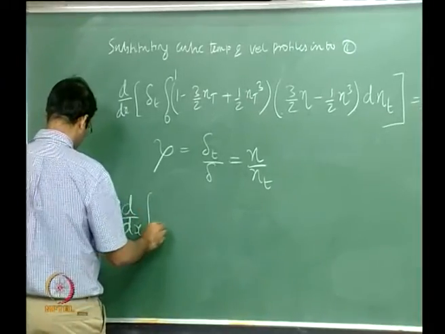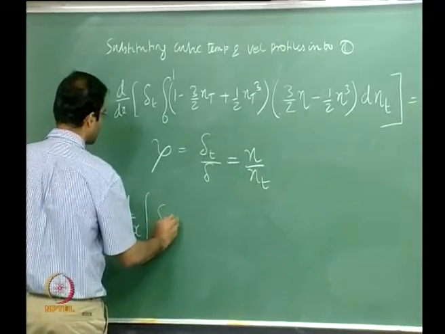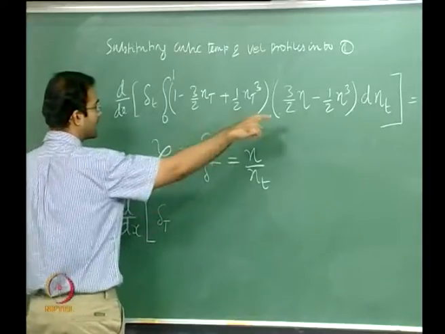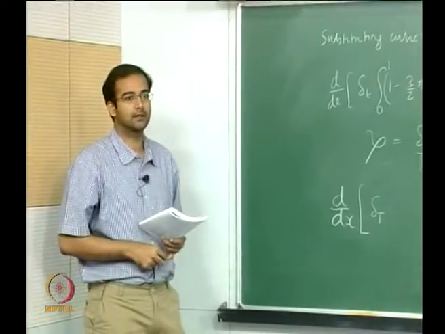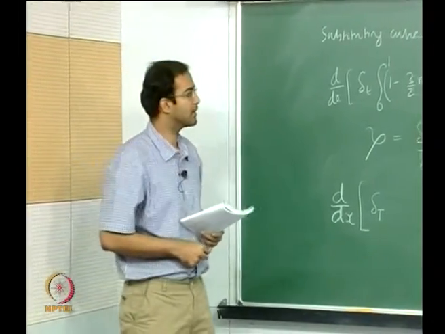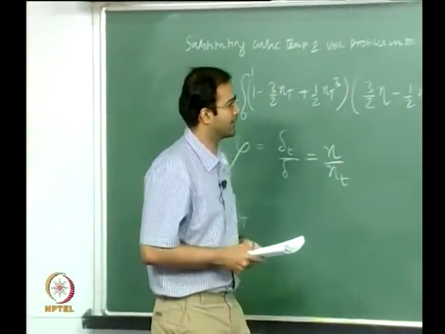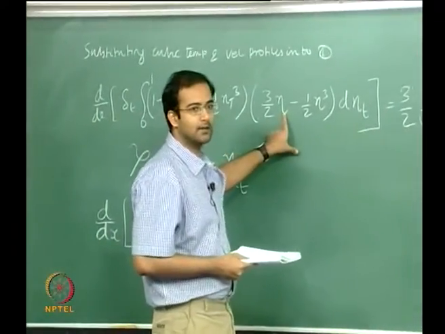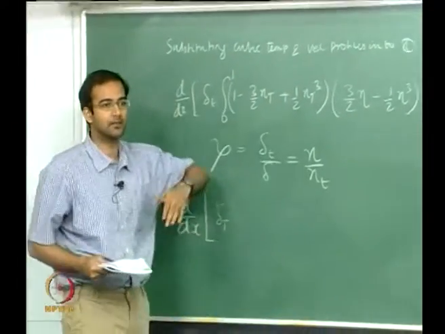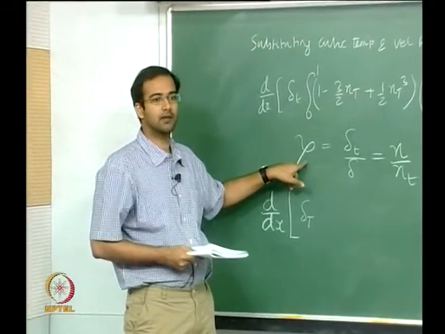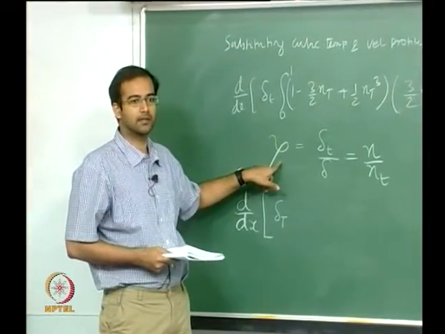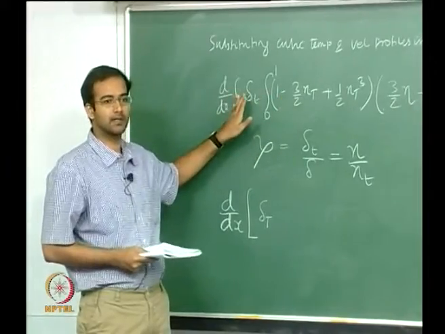So I can write this as delta t, and this zeta can be taken out of the integral because it is fixed at a particular y location. So we need not integrate it now, whereas in this case eta is a function of y, so that has to be integrated across the boundary layer. Now zeta is a fixed value at a given x location, so it can be taken outside the integral.